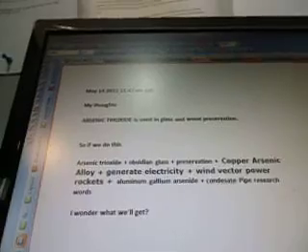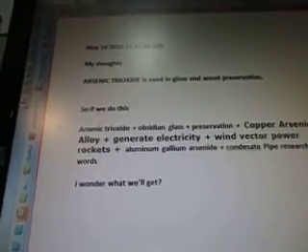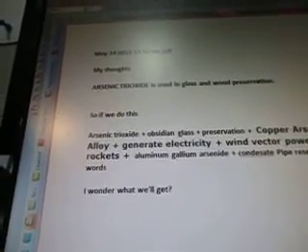May 14, 2012. My thoughts. Arsenic trioxide is used in glass and wood preservation. So if we do this, okay, here's a new formula for you. Take your arsenic trioxide, add your obsidian glass, plus the preservation, plus copper arsenic alloy, plus generate electricity, plus wind vector power rockets, plus aluminum gallium arsenide, plus condensate pipe research words. I wonder what we'll get.